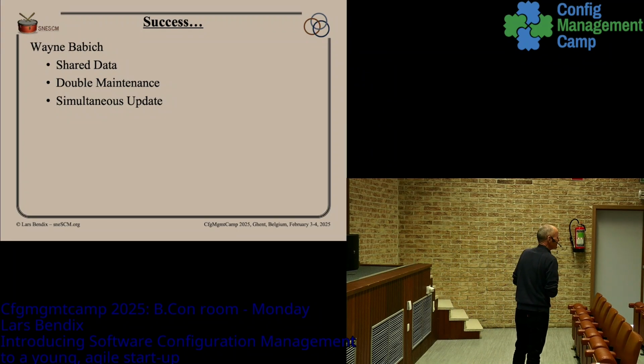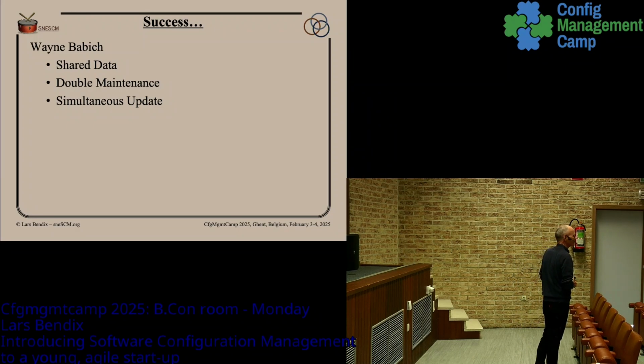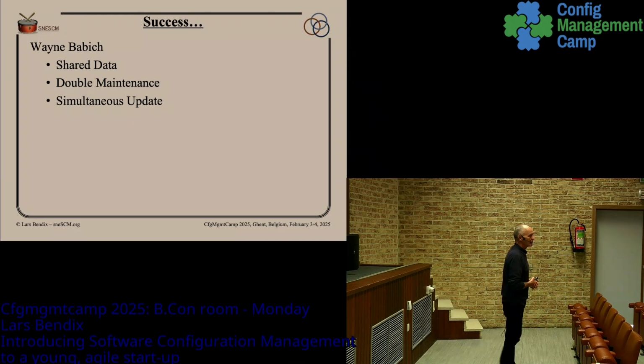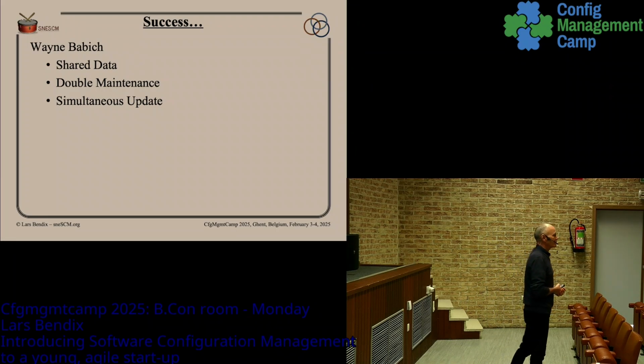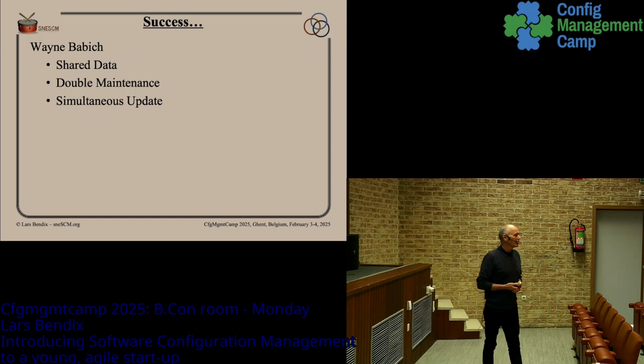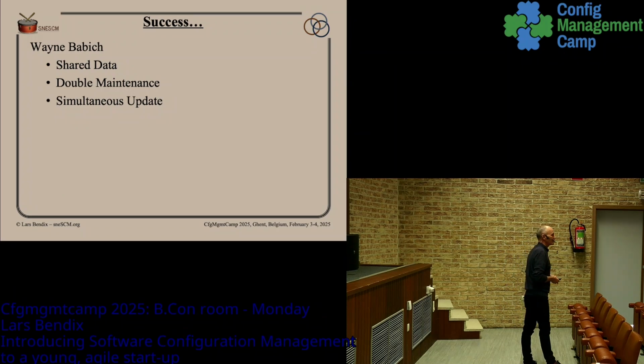Now is the time that we should talk about Wayne Babich. In the early 80s, he was working as a project manager, and he observed what happened in his teams. And he observed certain collaboration problem patterns. And he identified them, he gave them a name, he gave a description: shared data, double maintenance, and simultaneous update.